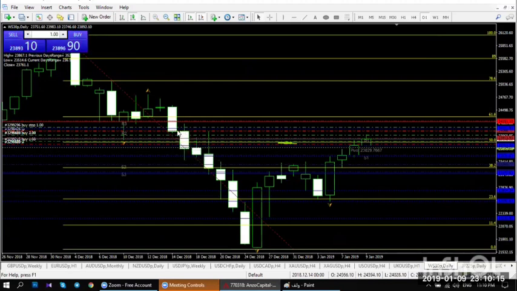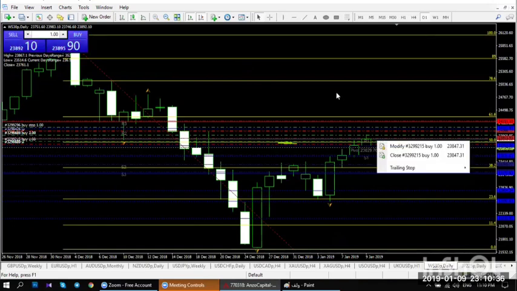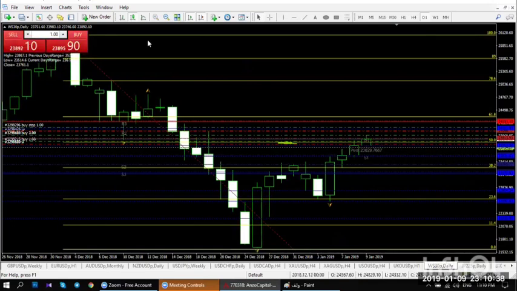The body pivots are different from the shadow pivots. In shadow pivots, it could hit and then retrace, but it's not like that in body pivots. It's going to retrace to the body exactly. But if it goes past it, then it has been finished. It has gone past it.